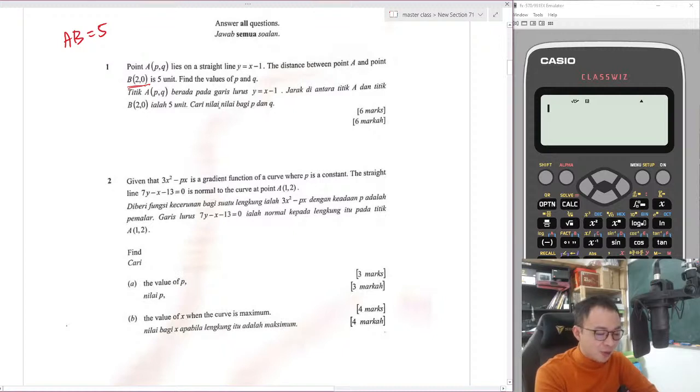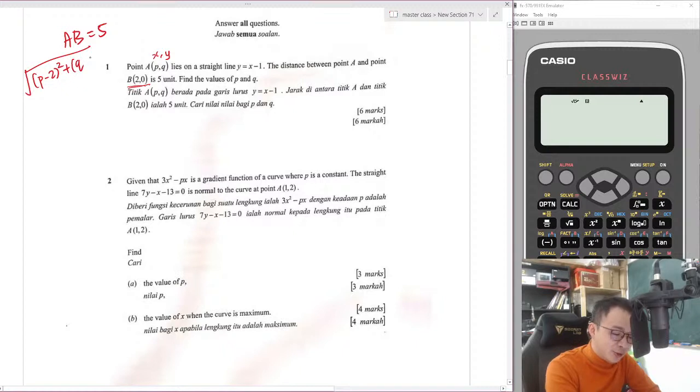Alright, so what I want to do right now is use the distance formula. The distance formula tells me what? The square root of x2 minus x1 squared plus y2 minus y1 squared. I'm going to use this formula for this one. In this case, my x and y will be p and q. So I insert p and q straight away. P minus 2 squared plus q minus 0 squared equals 5.